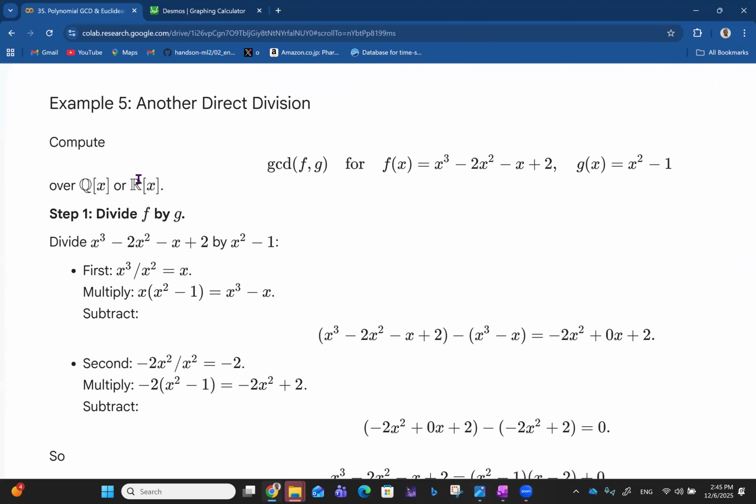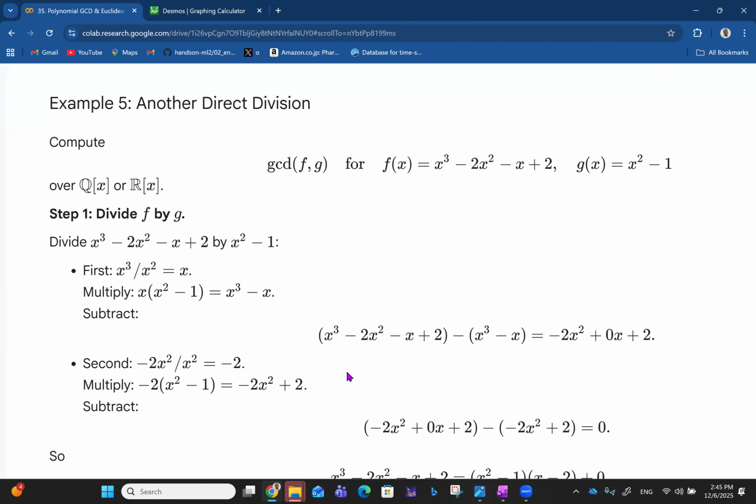So imagine you have the GCD of f and g. You want to compute the GCD of f and g, for f of x is x cubed minus 2x squared minus x plus 2, and g of x is x squared minus 1 again, over Q of x or R of x, that's rational or real numbers. So divide f by g, because the one with the lower power is what you divide by. So the dividend is f, and the divisor is g of x.